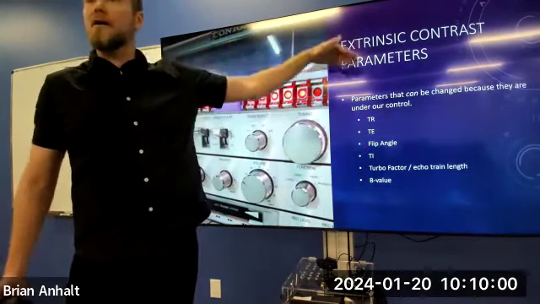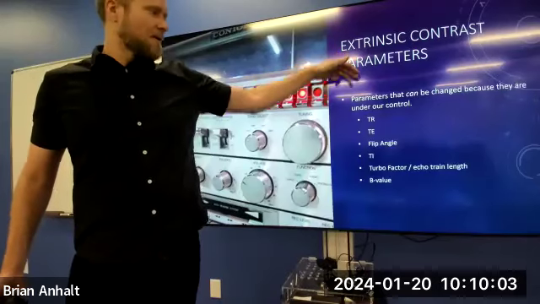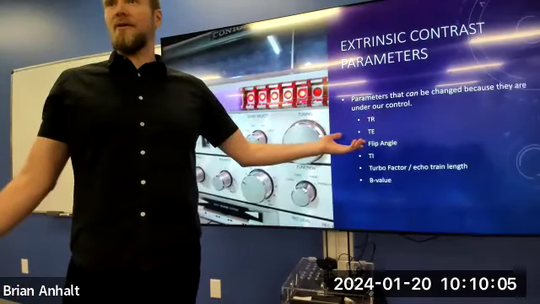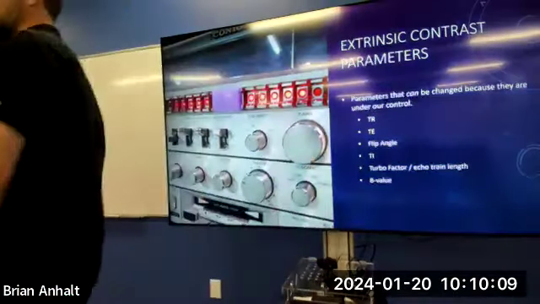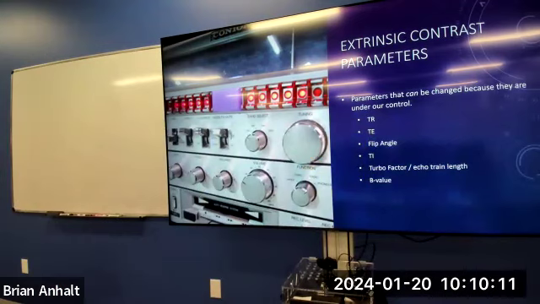They are extrinsic contrast parameters. The reason we change these is to get different contrast. That's the whole point of it. TI, turbo factor, B value, they have an effect as well. We will not talk about any of those. So just cross them off the list and tell physics too. Okay. So once again, we are dealing with the top 3 here.